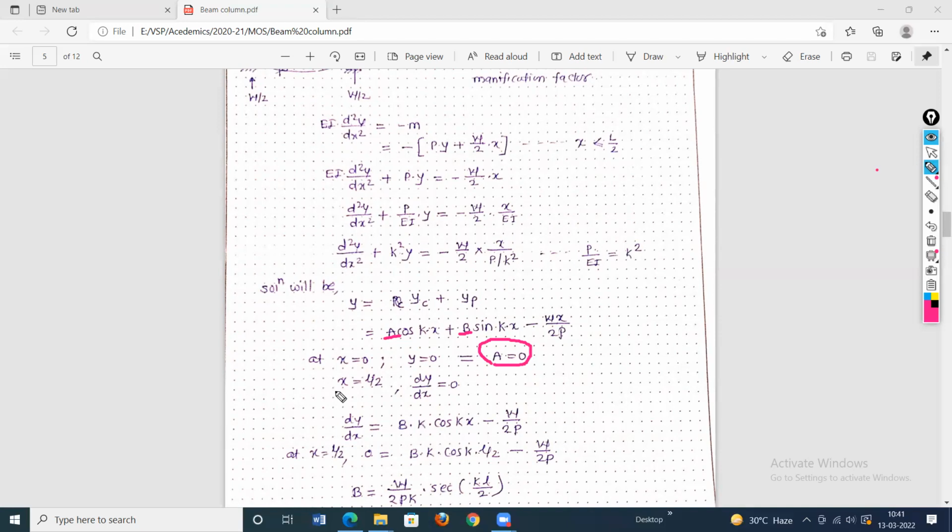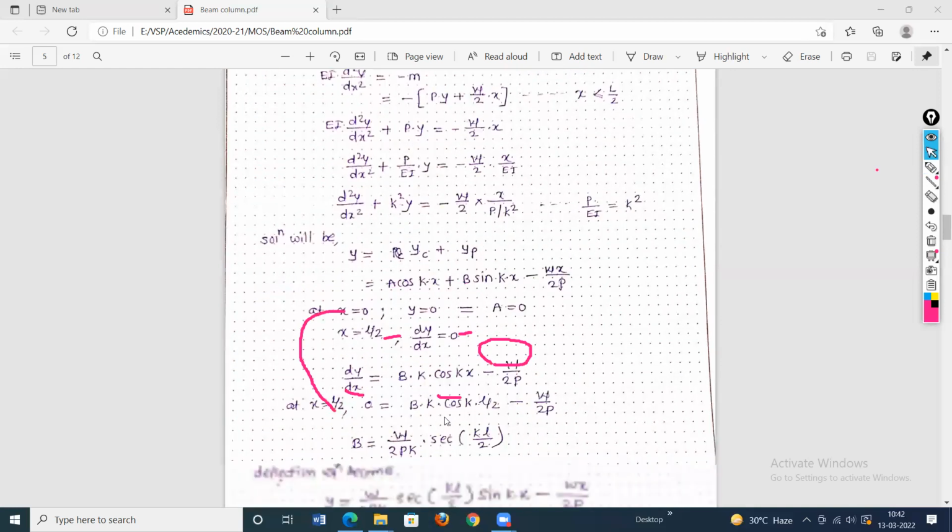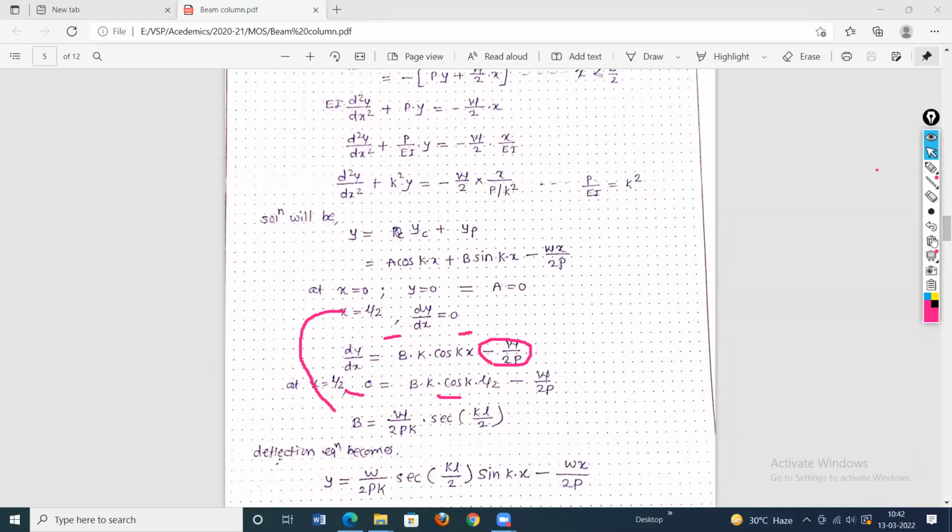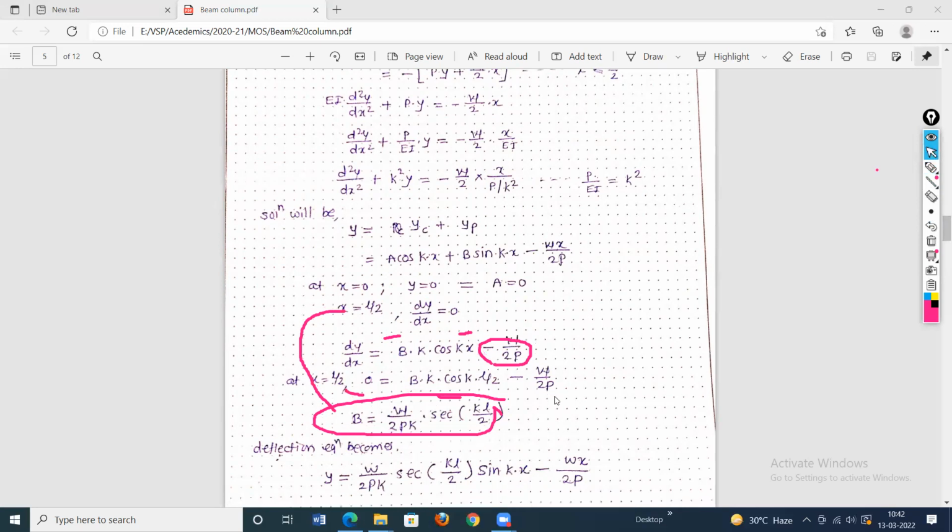And second, at X equal to L by 2, the center, slope is equal to 0. So differentiate this equation with respect to X and then put this boundary condition, X equal to L by 2, dy by dx equal to 0. And A is already equal to 0, so substitute A equal to 0. Then we get the value of B: B equal to W divided by 2 into P k into sec of KL divided by 2.